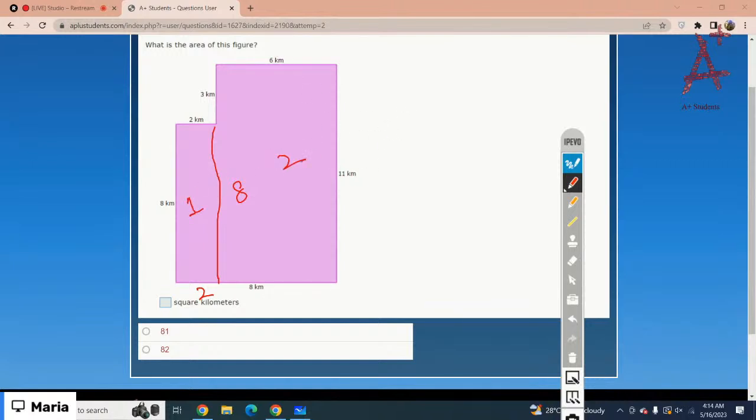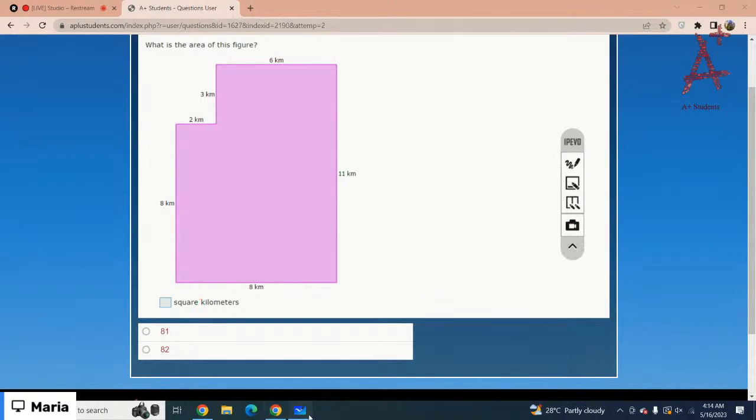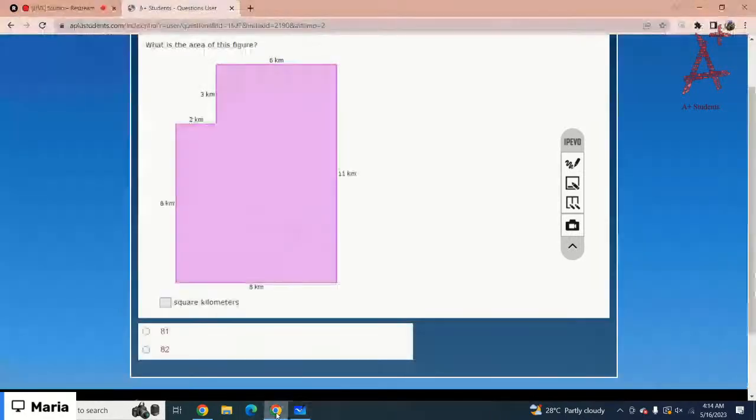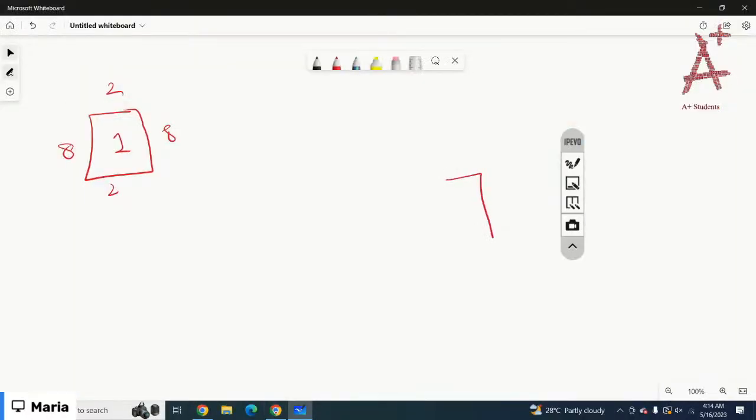I'm going to draw both of them on the board. Got it? The one with 8 and 2. This one you have 2 and 2, 8 and 8. That would be figure 1. Then you have the second one, that would be 6, 6, 11 and 11. Got it?